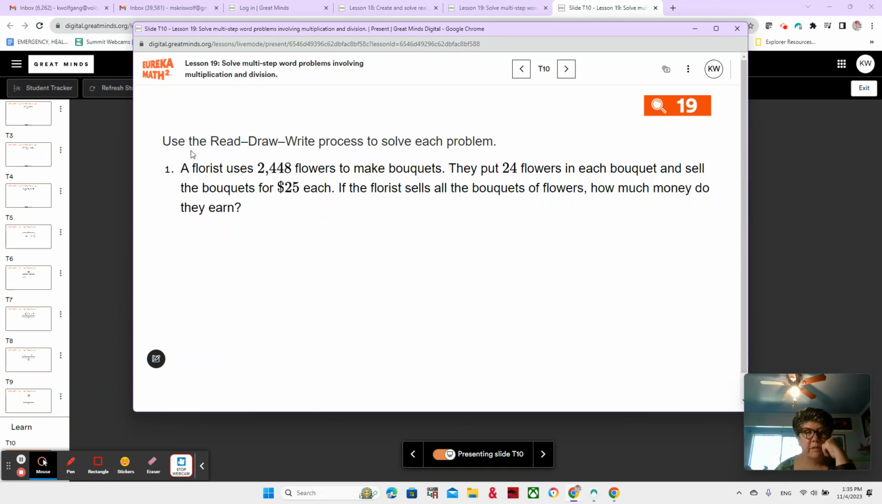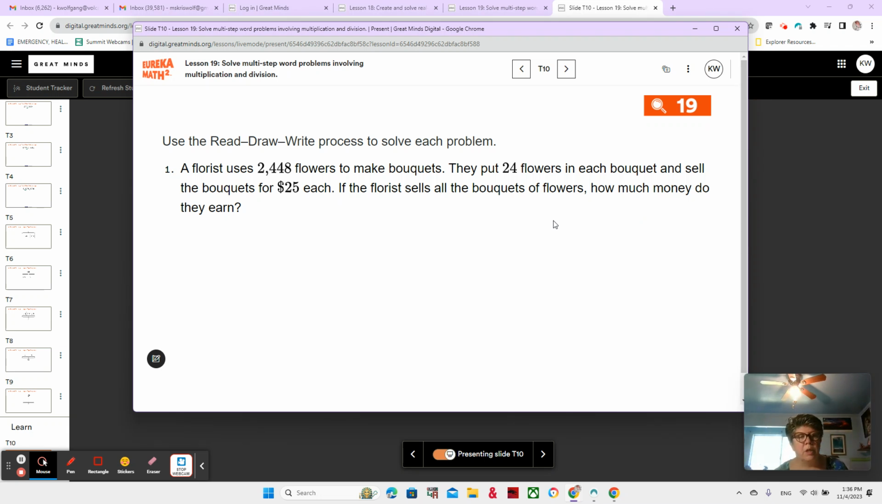A florist, that's a person who makes flower bouquets, sells flowers, uses 2,448 flowers to make bouquets. They put 24 flowers in each bouquet and sell the bouquets for $25 each. If the florist sells all the bouquets of flowers, how much money do they earn? Oh, that's a good question, right?